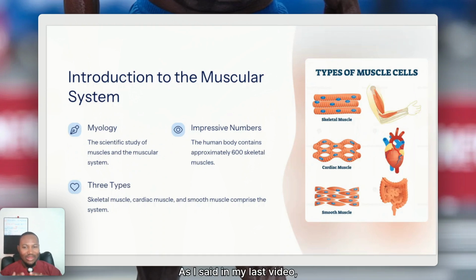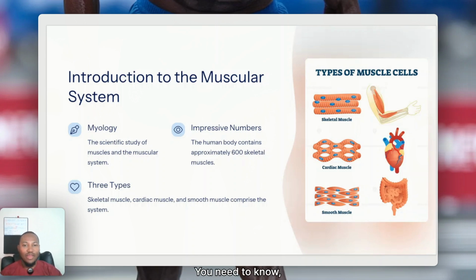As I said in my last video, I'll still mention it here also. Skeletal muscles are voluntary and they are striated. The light and the dark bands make them striated. While the cardiac muscle is also striated, it has intercalated discs, but it is involuntary. The smooth muscle is not striated, that's why it's smooth, and it is also involuntary. So these are the differences, the things you need to know about this.